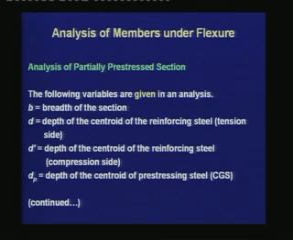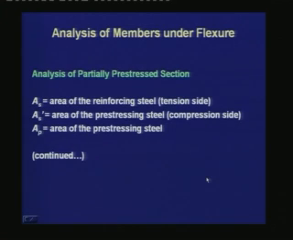Now, in an analysis, the following variables are given. We know the geometric variables like b, which is the breadth of the section, d, depth of the centroid of the reinforcing steel near the tension side, d prime, depth of the centroid of the reinforcing steel near the compression side, and dp, depth of the centroid of prestressing steel, which is also denoted as CGS. We know the cross-sectional areas. Area of the reinforcing steel in the tension side is represented as As, As prime is the area of the reinforcing steel in the compression side, and Ap is the area of the prestressing steel.